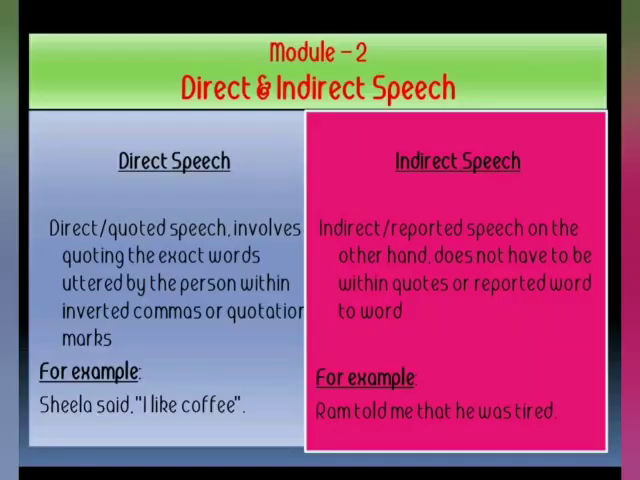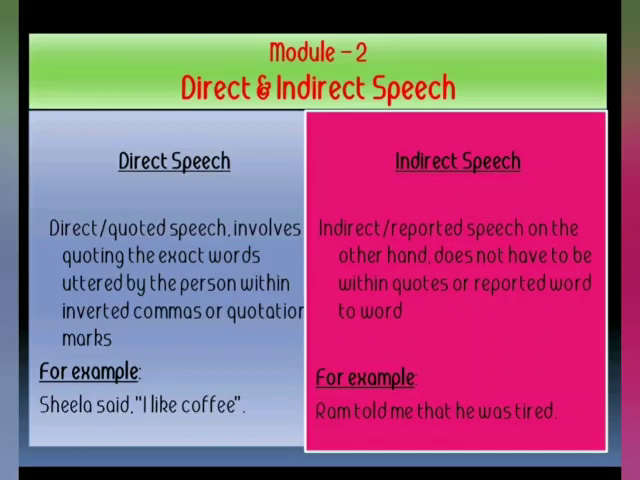Module 2 Direct and Indirect Speech. Direct speech. Direct or quoted speech involves quoting the exact words uttered by a person within inverted commas or quotation marks. For example, Sheila said, "I like coffee." So, direct or quoted speech involves quoting the exact words uttered by the person within inverted commas or quotation marks.